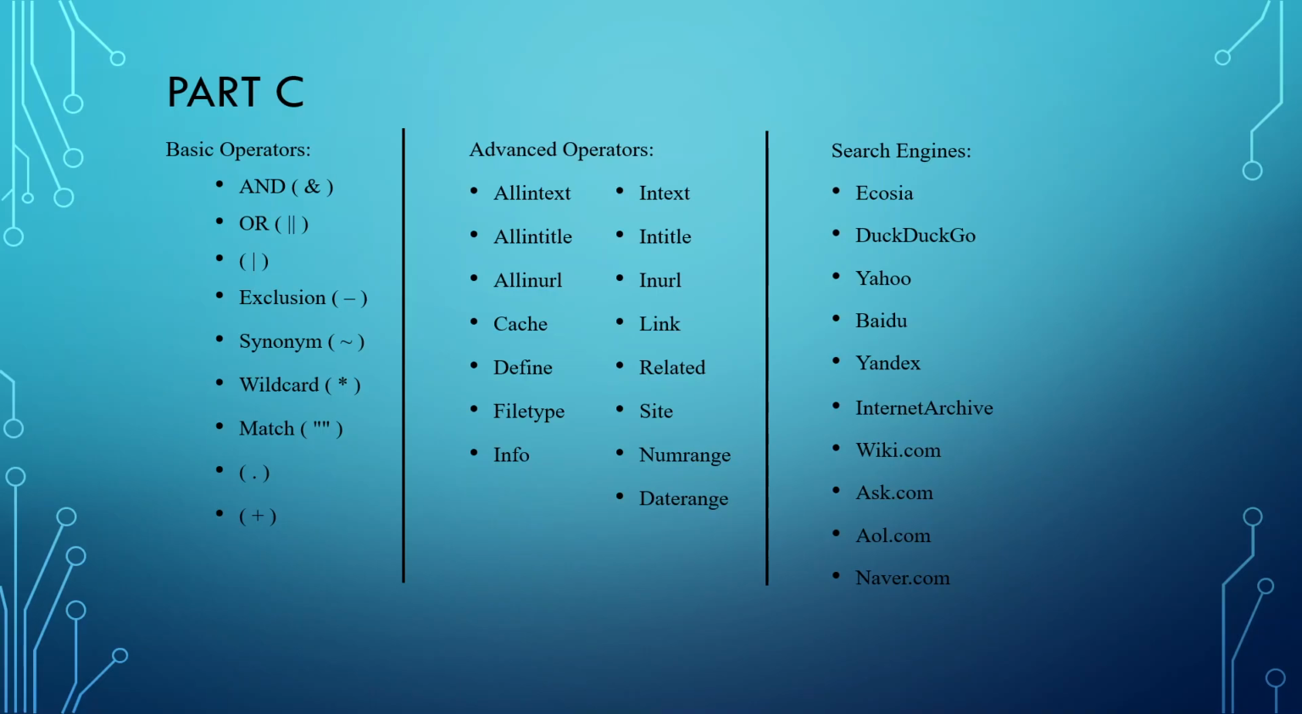And then, as we already know, other than Google and Bing, we have other search engines. For example, Coursera, DuckDuckGo, Yahoo, Internet Archive, Wiki.com, Ask.com, AOL.com. There might be more out there, but these were the top 10 I found.